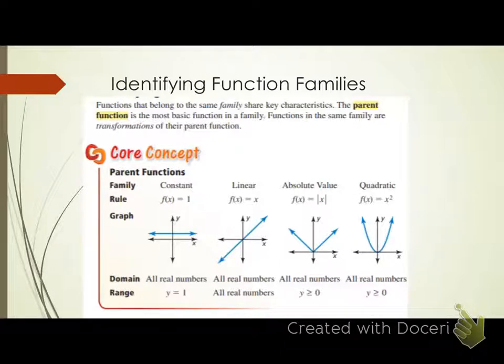Y equals x, f of x equals x. If I have any other line graphed that's not y equals x, that's a transformation of this type of function. We'll actually see the definition of transformation here in a second, so I'm not going to say it for you. The domain of my linear parent function is all real numbers because it's going forever to the left, forever to the right. The range is also all real numbers because it's going forever up and forever down.